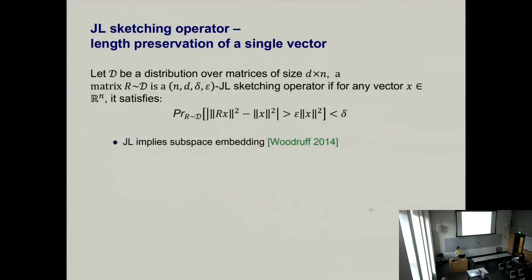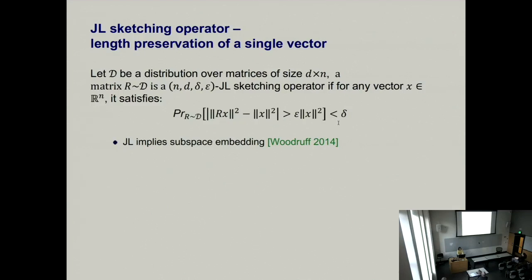Okay. So this F is a linear operator, but very often we will use a matrix. You can think of your matrix as drawn from a distribution over D by N matrices. This JL sketching operator is a parameterized operator, where N is the dimension, delta is the error tolerance, and epsilon is the length preservation tolerance. So for all these randomized algorithms, the statement is always like this: the length preservation is maintained with very high probability.